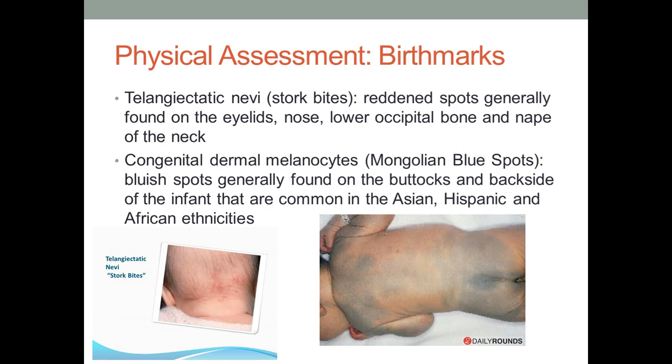Congenital dermal melanocytes, also called Mongolian blue spots. These are blue spots on the baby. Generally, it's on their butt or on their backside. And it's common in the Asian, Hispanic, and African ethnicities. Some say that these go away as the baby gets older, but I have seen older people that do have these. In their early 20s, actually, was the oldest I've seen it, and she still has not grown out of it at that point.